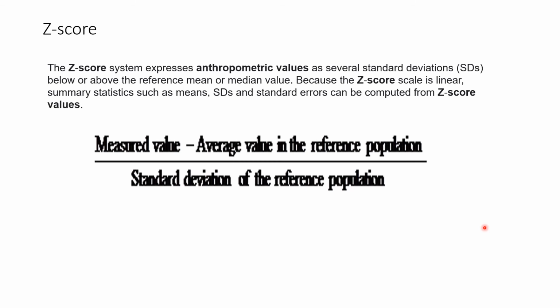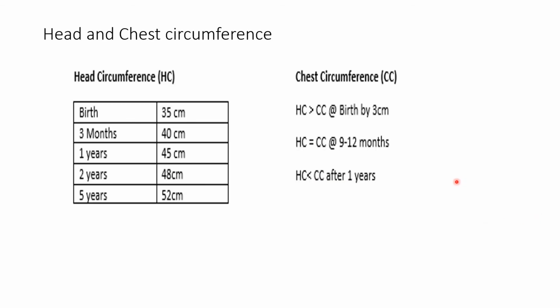Once you go to Google and check the Z score, you'll come to know how it is exactly. Okay. Next is the head and chest circumference. This is usually taken for children, and as I said previously while discussing how the head and chest circumference is taken, the head circumference is larger than the chest circumference at birth.